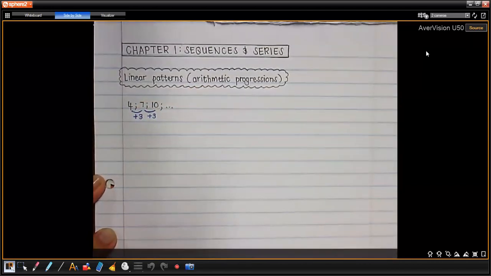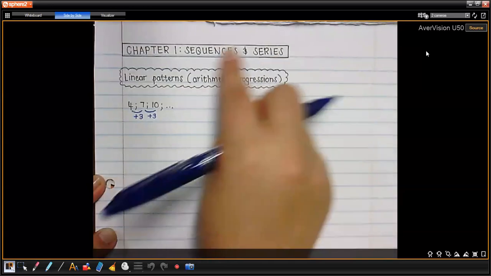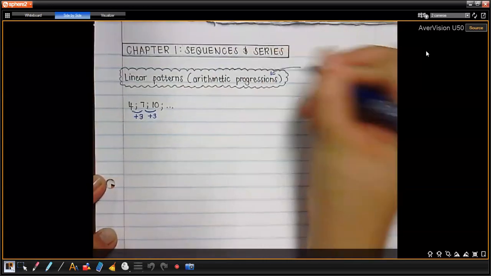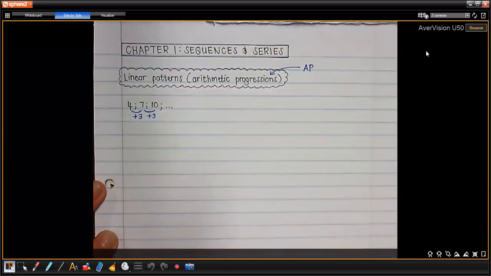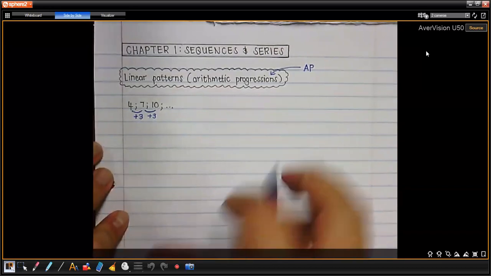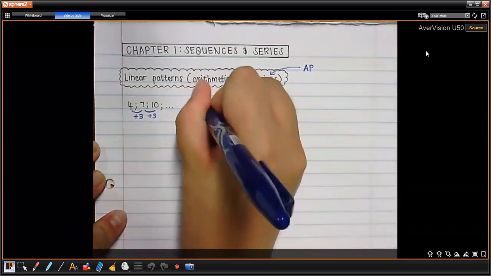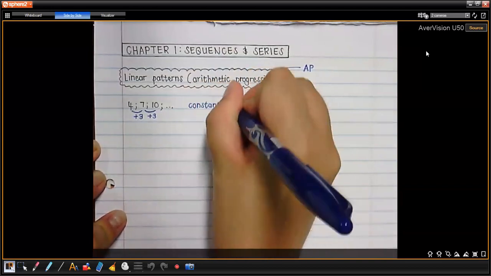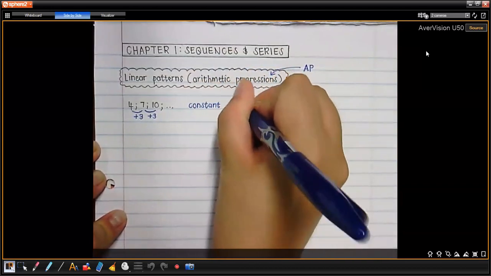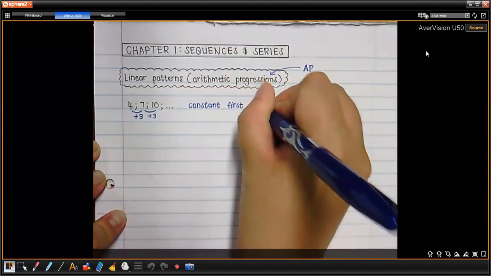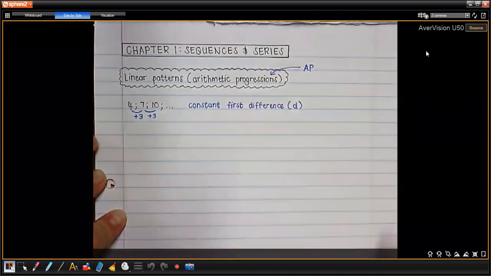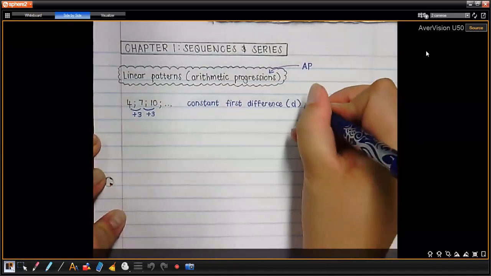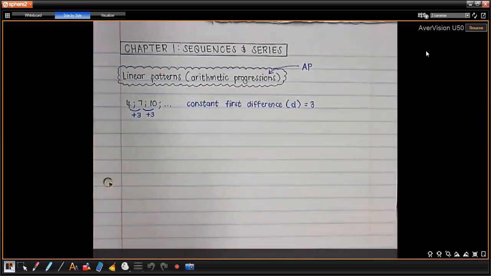So we have a constant first difference, and that is what makes it a linear pattern or an arithmetic progression. And guys, we are actually going to refer to these as APs. So you can just make a little note there. An AP is a linear pattern, basically. So we have a constant first difference. Hopefully you remember that we use a d for that, and in this case, the value of that is 3.